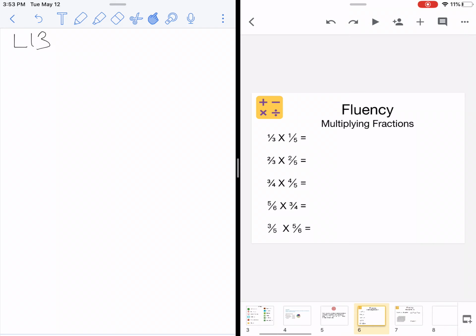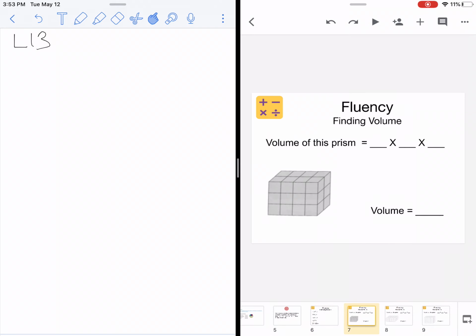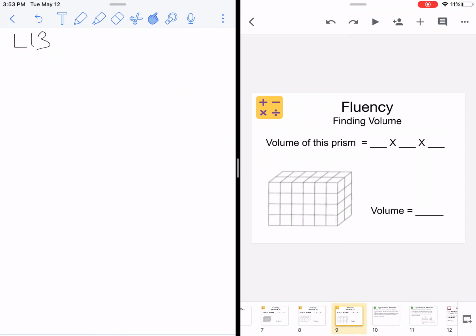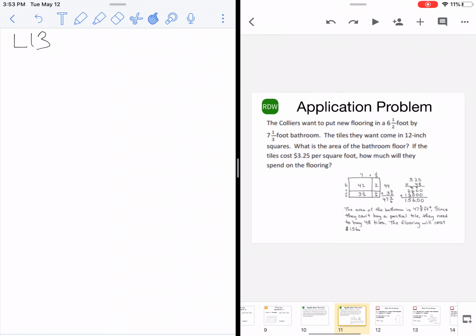copy these down. Here's another fluency for you. Trying to find the volume of that. Remember, we have length times width times height. So width is kind of like how deep it is, right? There's another volume of a prism you can practice. And the last one. Okay, we just did our application problem here.